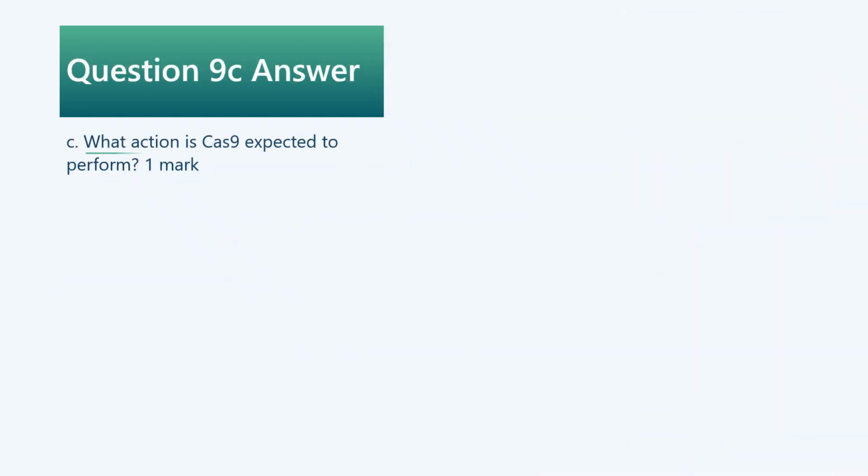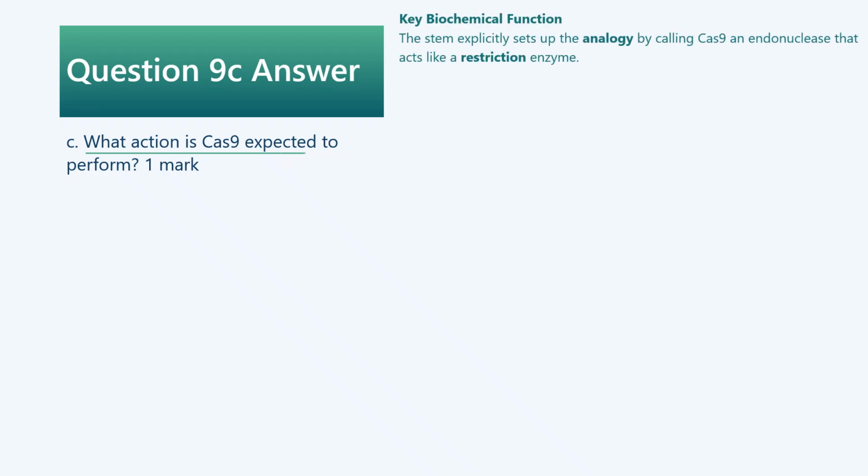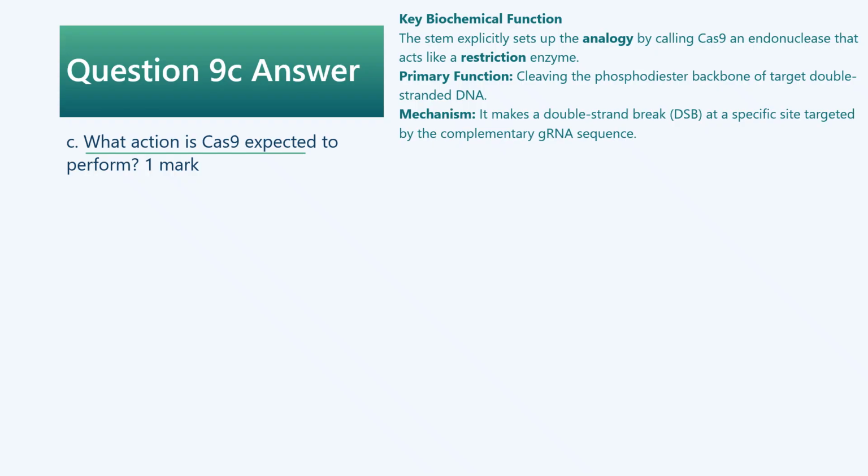1. Key biochemical function. The stem explicitly sets up the analogy by calling Cas9 an endonuclease that acts like a restriction enzyme. Primary function: cleaving the phosphodiester backbone of target double-stranded DNA. Mechanism: it makes a double-strand break, DSB, at a specific site targeted by the complementary gRNA sequence.